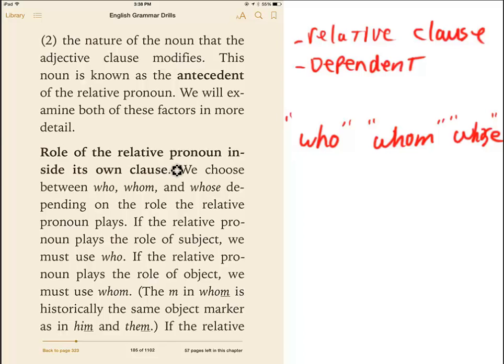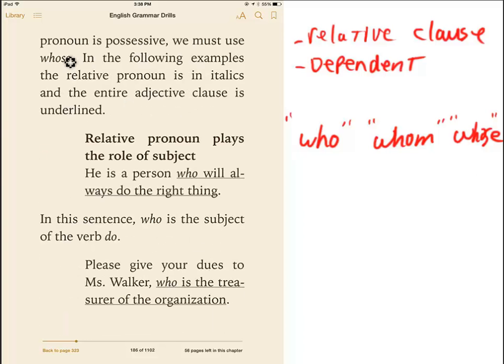It says the role of the relative pronoun inside its own clause. It says we choose between who, whom, and whose. Remember, these are just three relative pronouns, and we're figuring out the proper use of each one of these terms in a sentence, okay? It says we choose between who, whom, and whose, depending on the role of the relative pronoun. If the relative pronoun plays the role of subject, we must use who. If the relative pronoun plays the role of object, we must use whom. And if the relative pronoun is possessive, we must use whose.